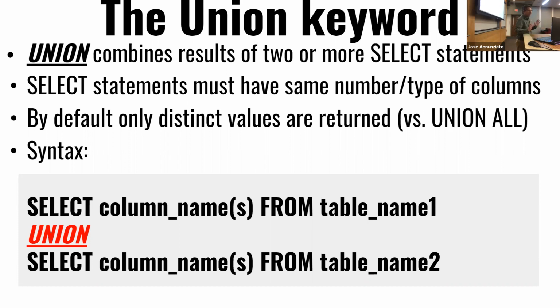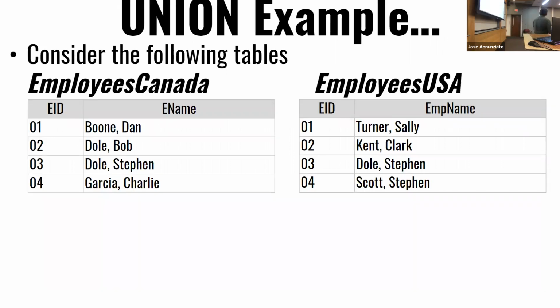So here's a simple example. You have two tables, although the matching here is pretty simple. They both have IDs. They both have names of employees. The only difference is that in one table, the column is called ename and the other one is called emp name. But other than that, the data types are the same.